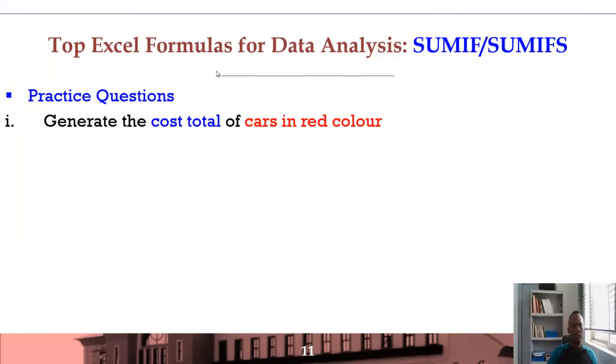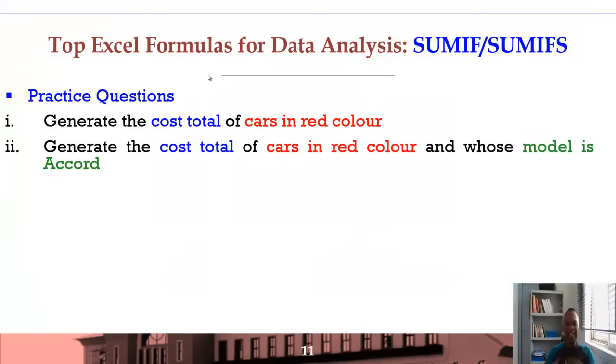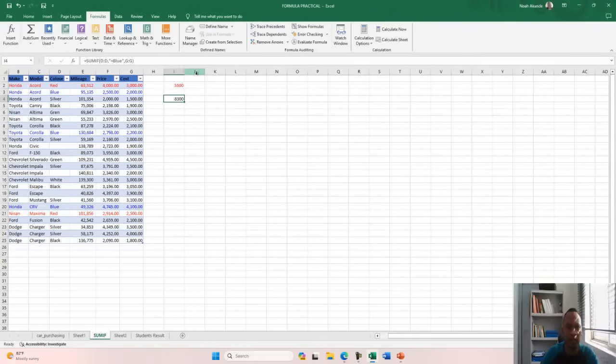Now let's go back to our practice questions. Generate the cost total for cars in red color and whose model is Accord. Now we have 2 conditions here. The cars must be in red color. The model must be Accord. What should I now do? If these conditions are met, I will add the contents of the cost column. So let me see how to do this. Cars must be in red, model must be Accord.